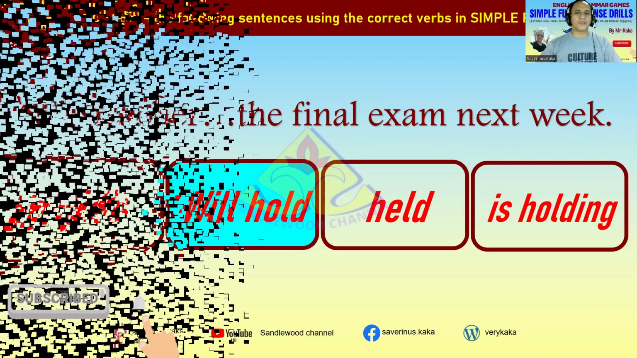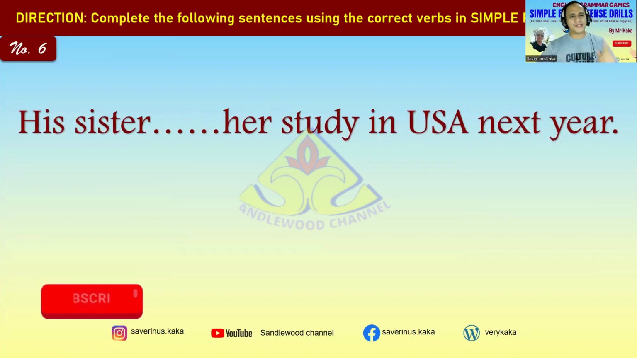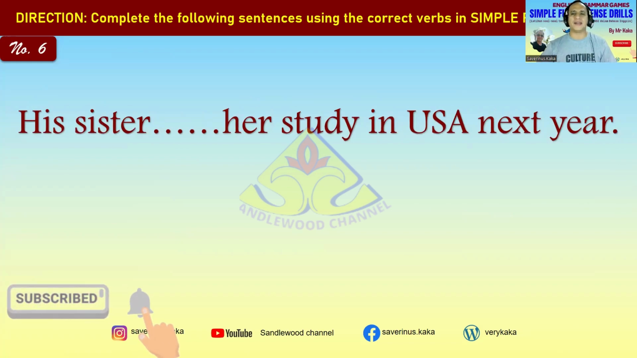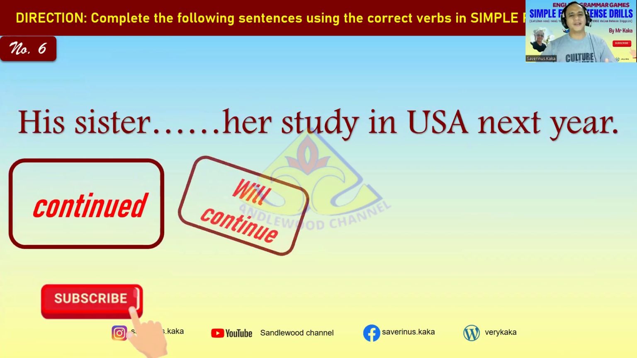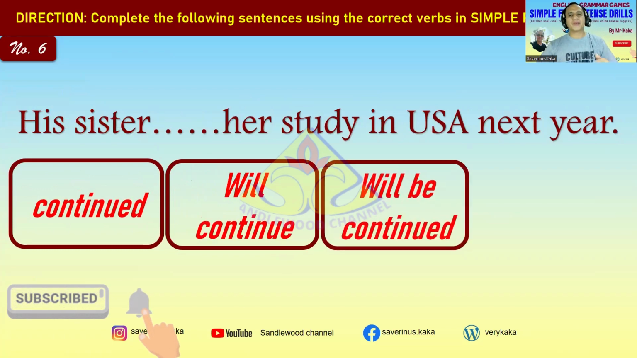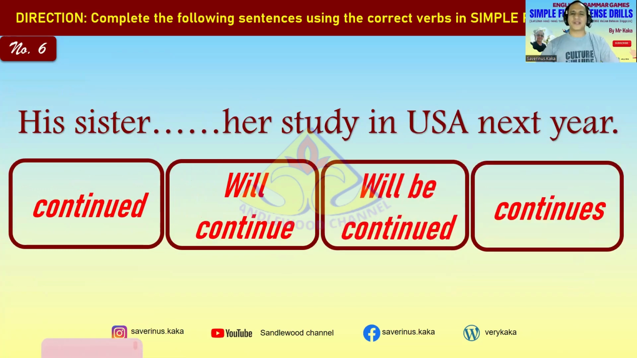Okay, now let's go to question number 6. You have: his sister, blah, blah, blah, her study in USA next year. Which one is the correct answer? Continued, will continue, will be continued, or continues.